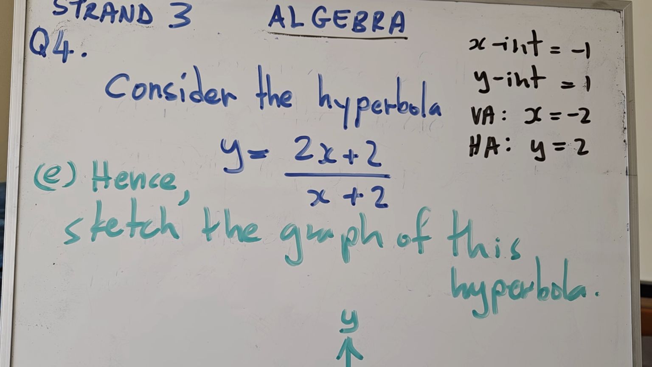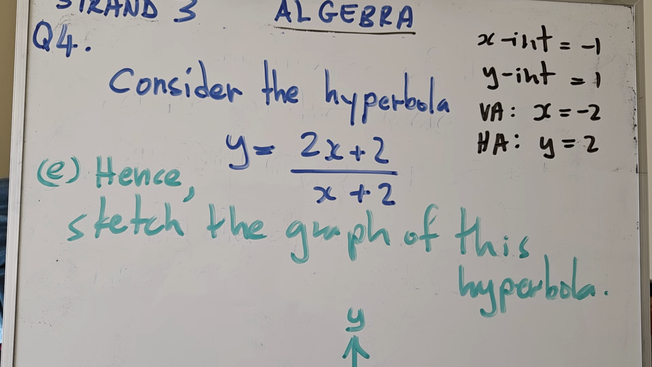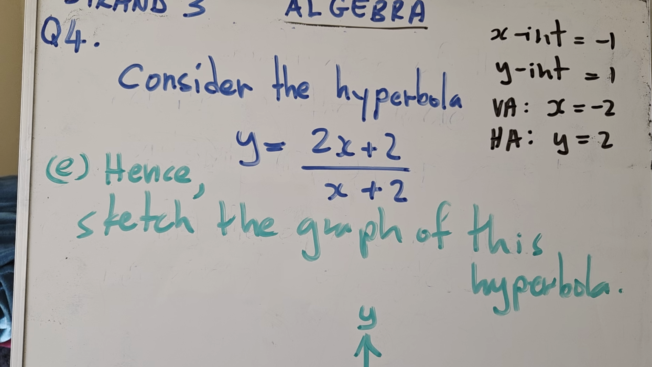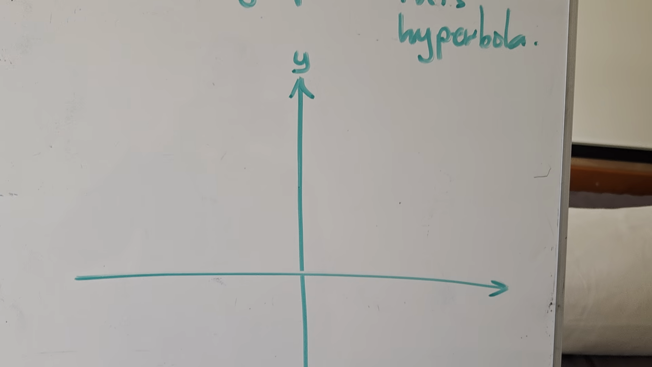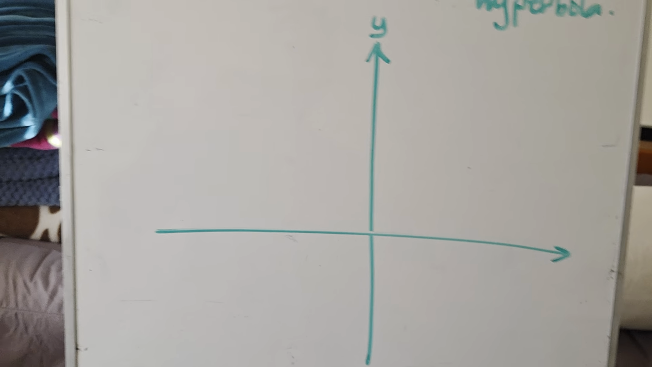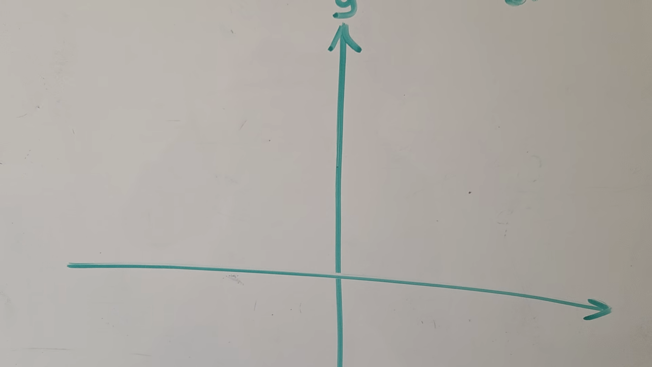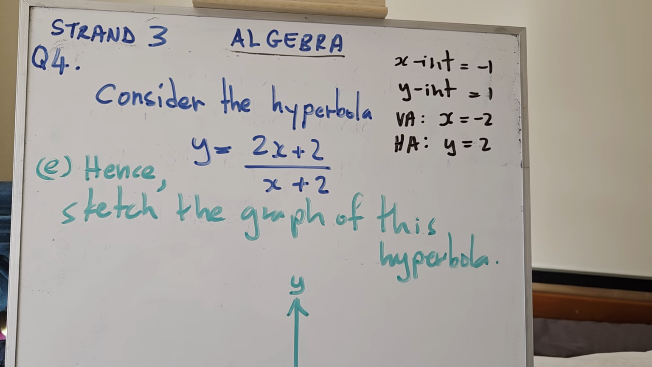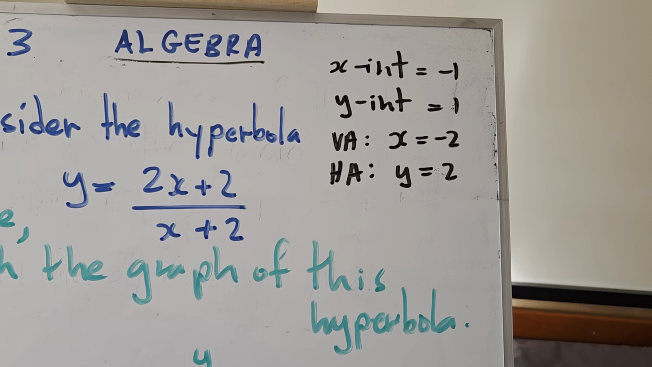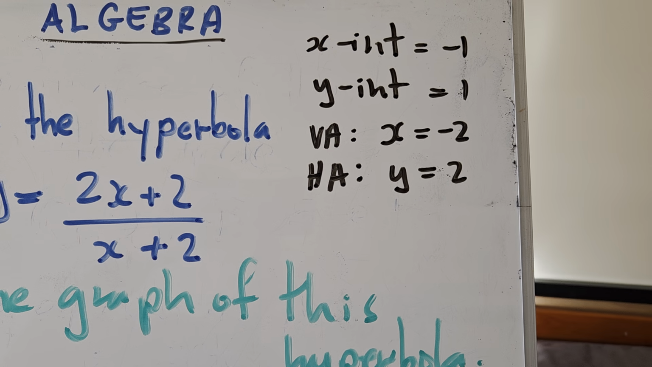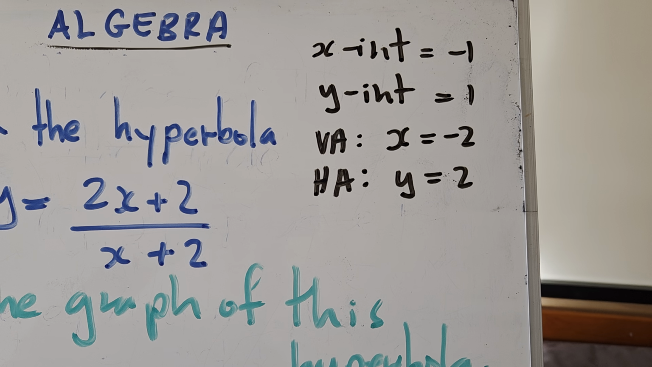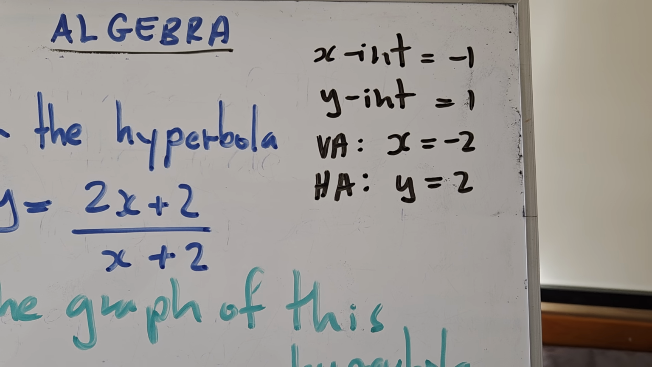Strand 3 question number 4 part E. So we are considering this hyperbola y equals (2x + 2) over (x + 2). Part E says hence sketch the graph of this hyperbola. So you have to make the graph on an axis, the y and the x-axis. So previously in parts A, B, C and D we have found the x-intercept to be -1, the y-intercept to be equal to 1. The vertical asymptote is x equals -2, horizontal asymptote y is equal to 2.